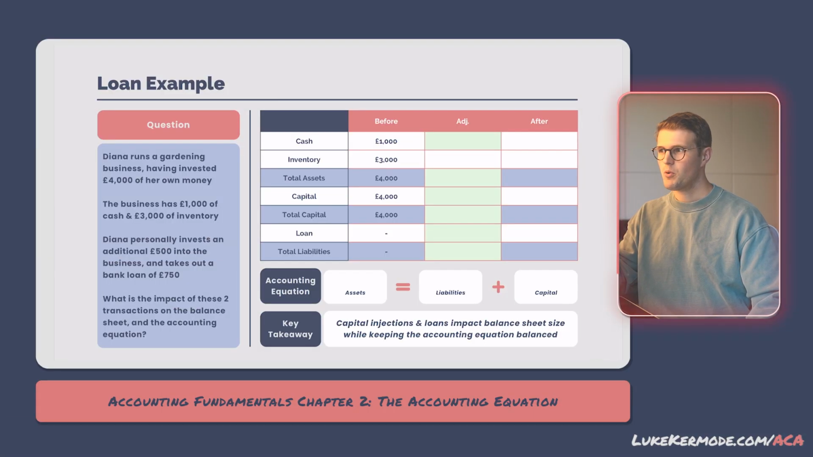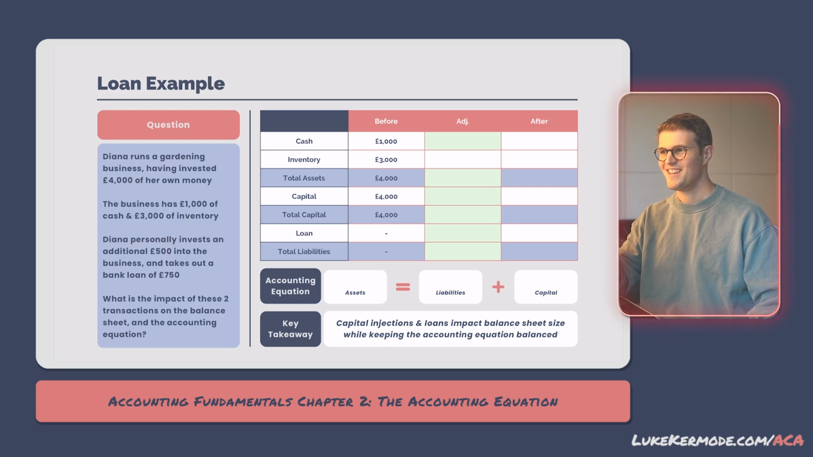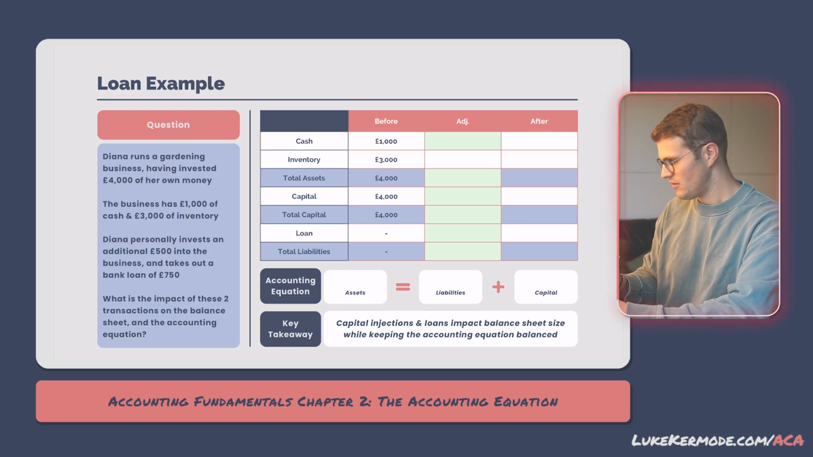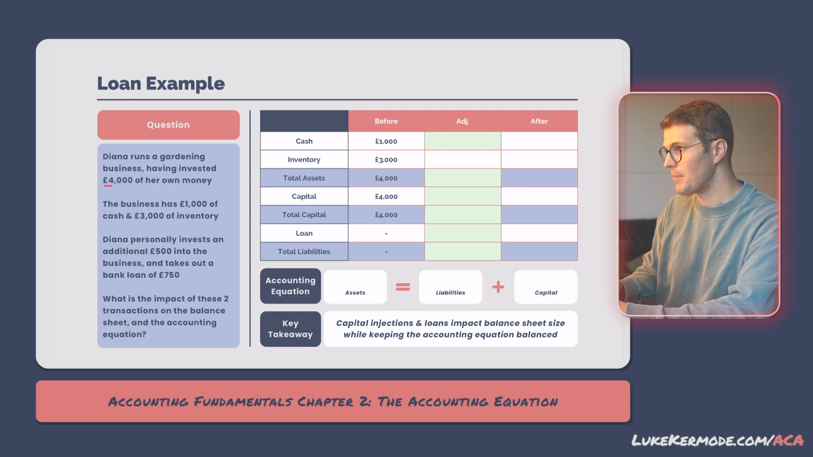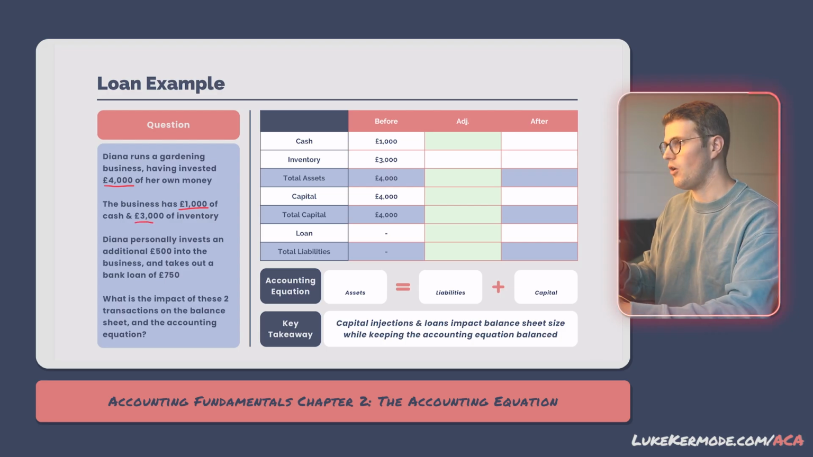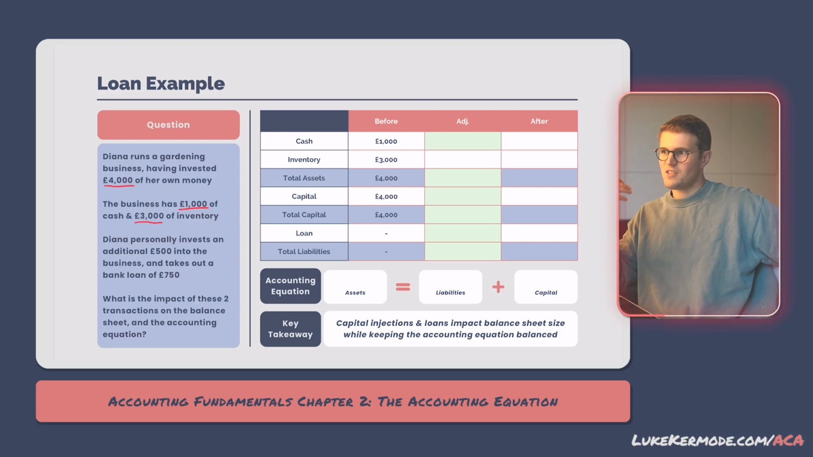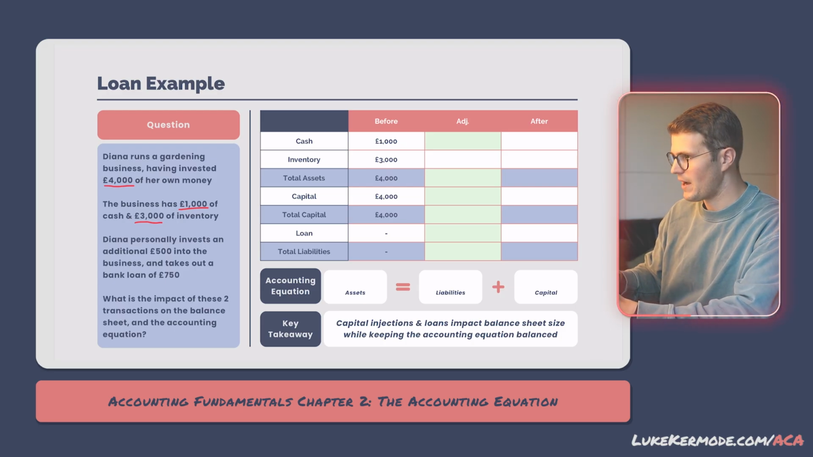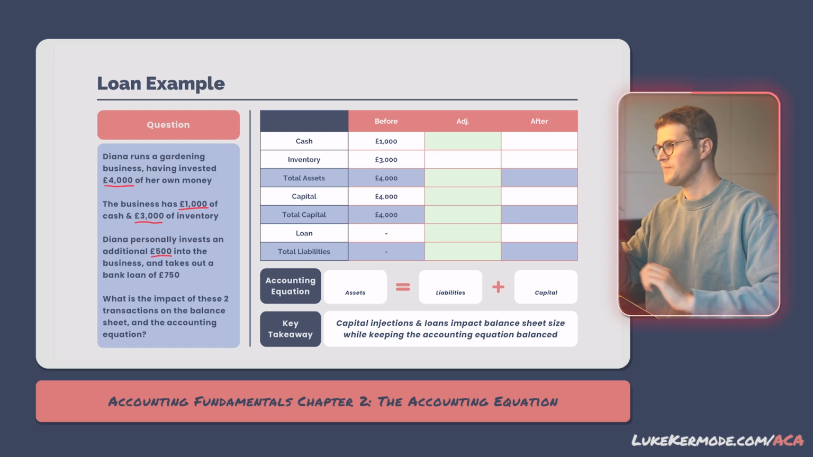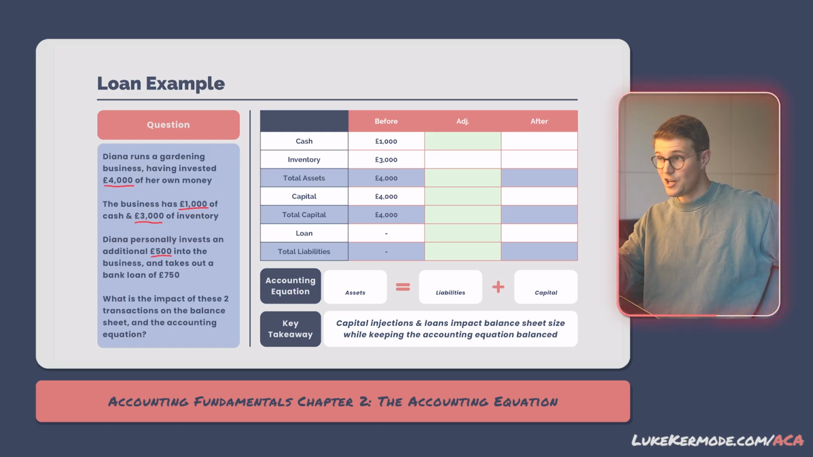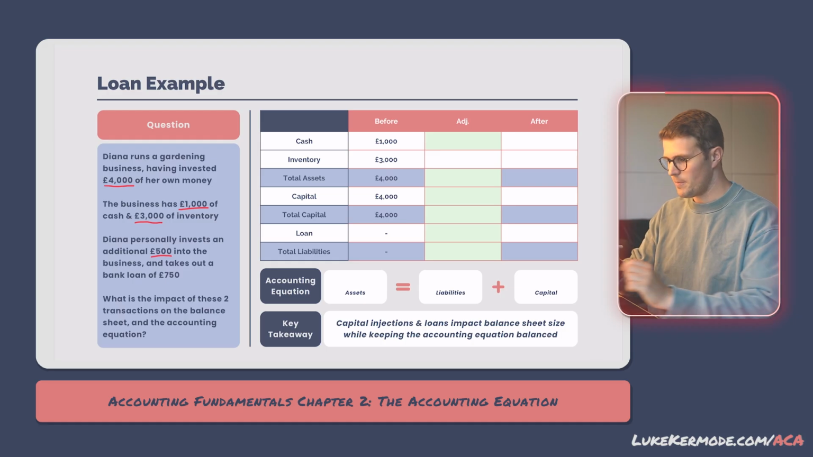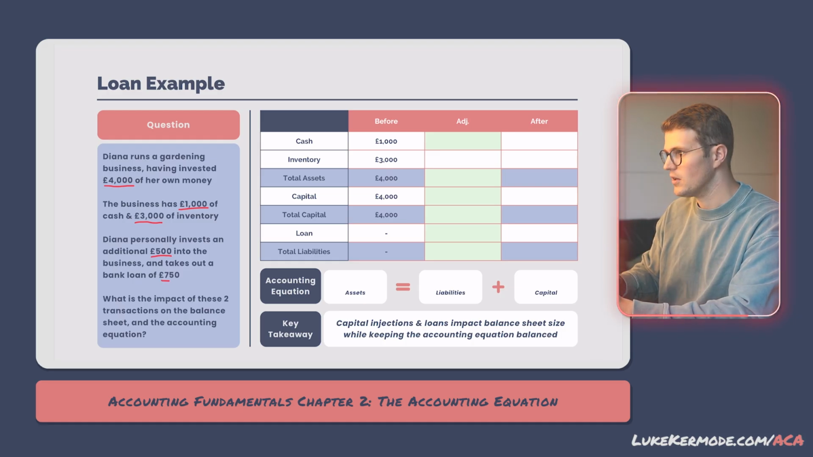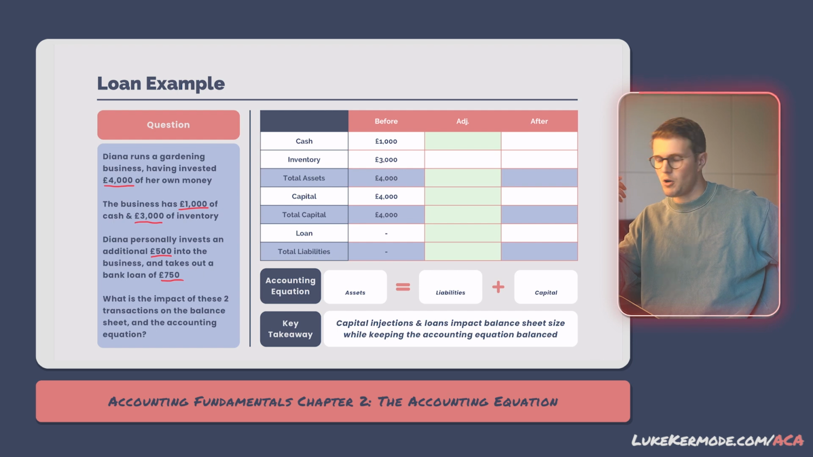Let's look at another worked example. This time it's Diana and her gardening business. At the start of the period, Diana has £4,000 of capital, £1,000 of cash, and £3,000 of inventory on the asset side. Diana then decides to make two important financing decisions. One, she invests an extra £500 of her own money into the business, which increases both capital and cash. Second, she decides to take out a bank loan of £750, which will increase the business's liabilities, but again, that's also going to increase cash by the same amount.